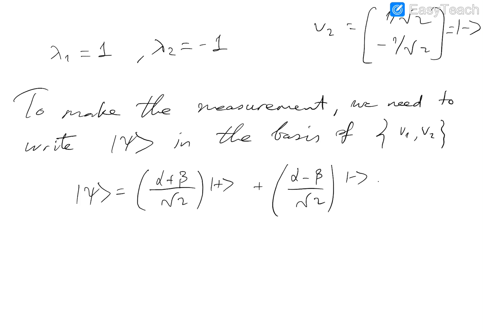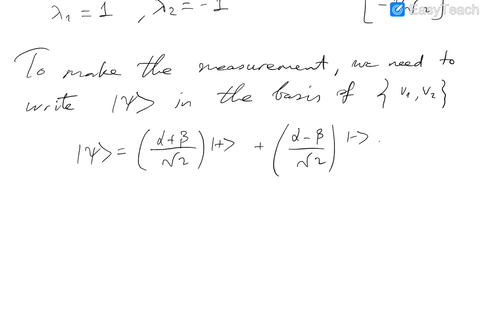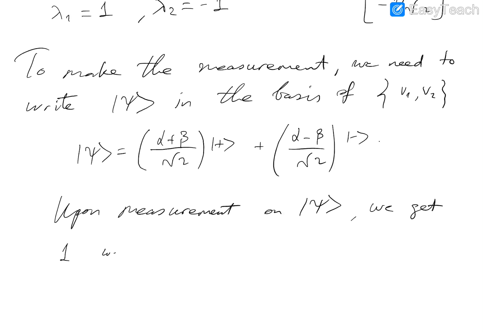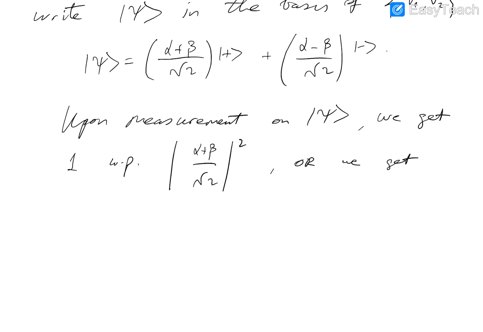Now, when we make a measurement on psi, the outcome will be either 1 or minus 1, because those are the eigenvalues of the observable. So we're measuring the observable X on the state psi, and we get the eigenvalue 1 with probability magnitude alpha plus beta divided by square root 2 squared. Or we get the other eigenvalue, minus 1, with probability magnitude alpha minus beta over square root 2 squared.